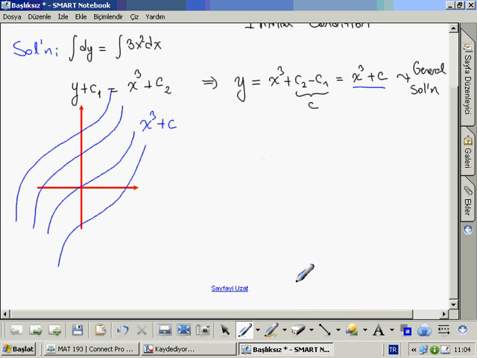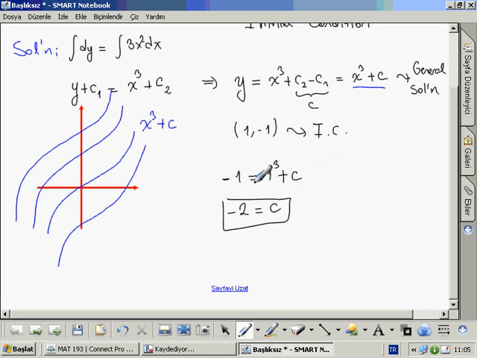And what was that? We know that +1, -1 was the initial condition. So -1 equals 1 to the cube plus c, and -2 equals c. The integration constant value is -2, so y equals x cubed minus 2. That's the particular solution.